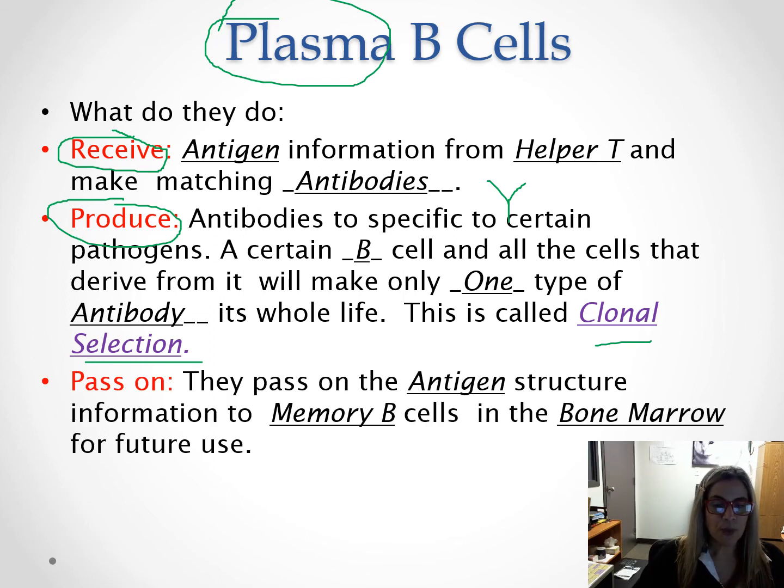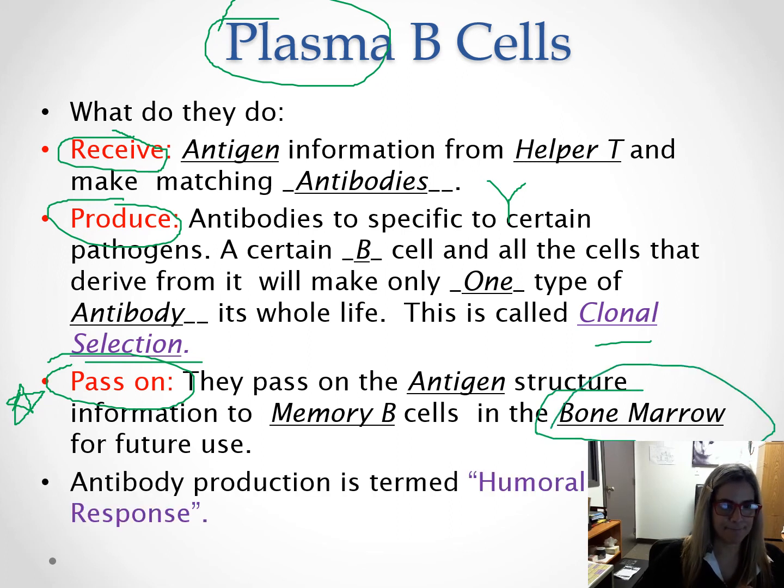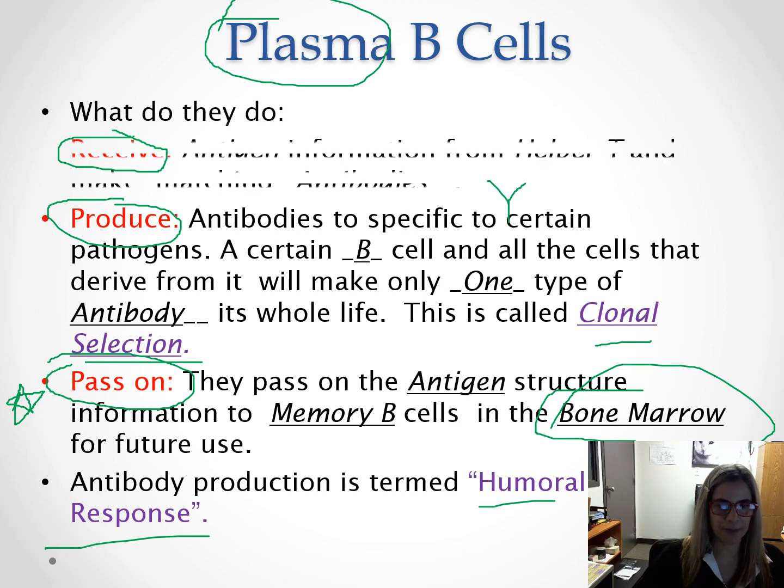And then, and this is a very important piece which we haven't discussed yet, they will pass on that antigen information to the memory B cells. The memory B cells lurk in the bone marrow for future use. And just in terms of terminology, antibody production is what we already talked about as the second line of defense, antibody mediated. It's also known as humoral response.